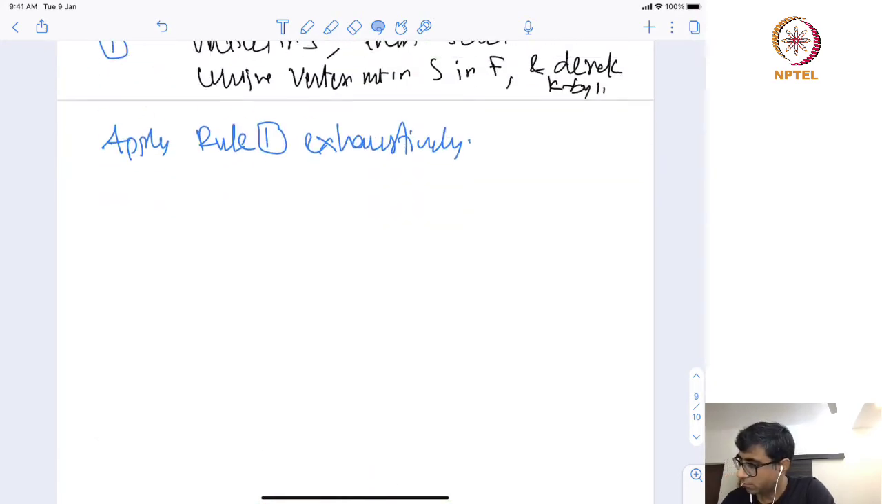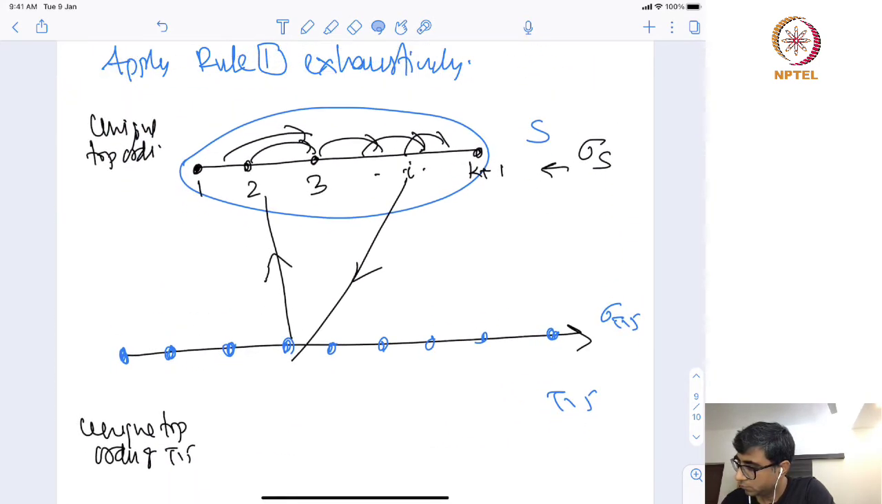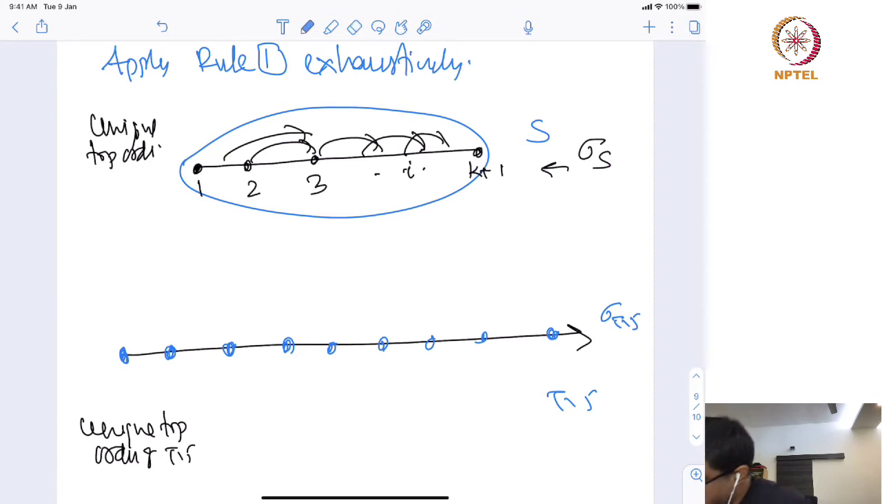Okay, this is important. Now let's fix a vertex, call it x, and ask: how is the orientation of arc 1x? It could be going from 1 to x, or it could be going from x to 1.